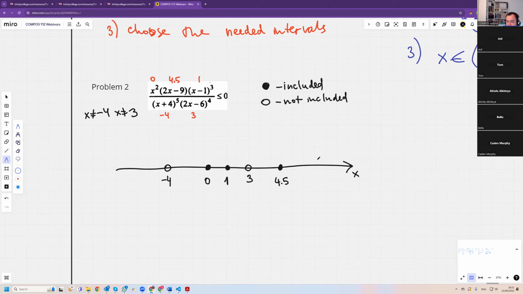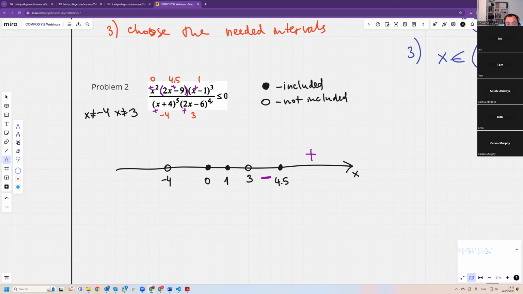Now, if x is 100, so take something ridiculously large, you can see that this is positive, positive, positive, positive, positive. So all of them are positive. So we start with a plus on the right. Now at 4.5, you can see that this bracket does change sign. So it becomes negative.